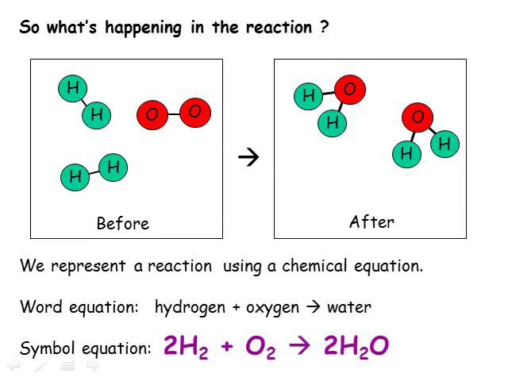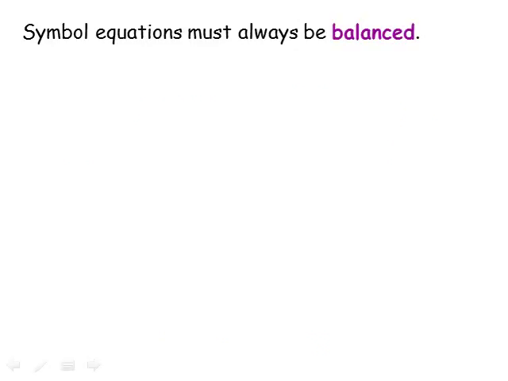You should be able to see that there are exactly the same number of each type of atom on either side of the arrow. 2 hydrogen molecules and 1 oxygen molecule contain 4 hydrogen atoms and 2 oxygen atoms. In 2 water molecules there are also 4 hydrogen atoms and 2 oxygen atoms. Symbol equations must always be balanced. This is really important because atoms are never created or destroyed during a reaction, just rearranged and bonded together differently to make new substances.